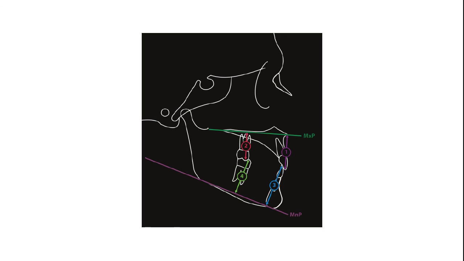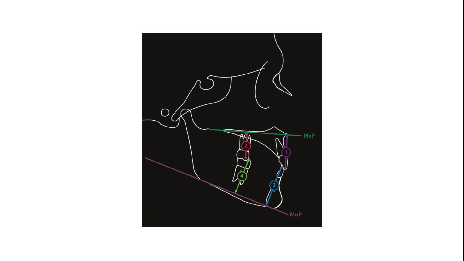The next is anterior maxillary dental height. Anterior maxillary dental height is measured from the maxillary incisor tip to the maxillary plane. In males, the normal value is 28 plus or minus 3 millimeters. In females, 27 plus or minus 3 millimeters.